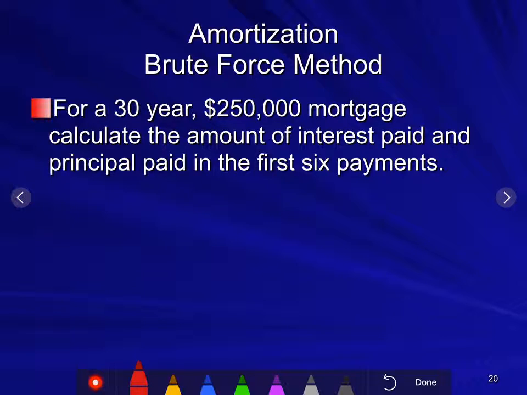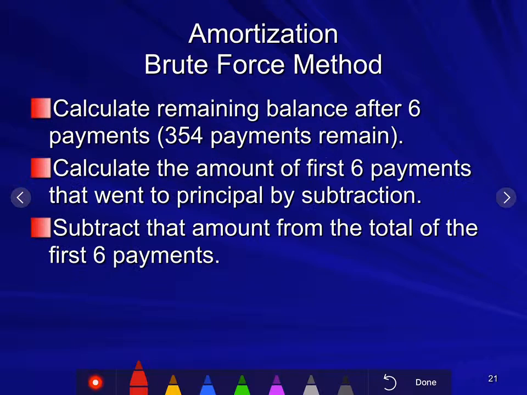Looking at a 30-year mortgage, $250,000, stick with our 7.5% interest rate, calculate the amount of interest paid and principal paid over the first 6 payments. This might be as if somebody had gotten a mortgage in the middle of the year and made 6 payments. They wanted to know how much they had paid down the mortgage over the first 6 months and how much they had put towards principal.